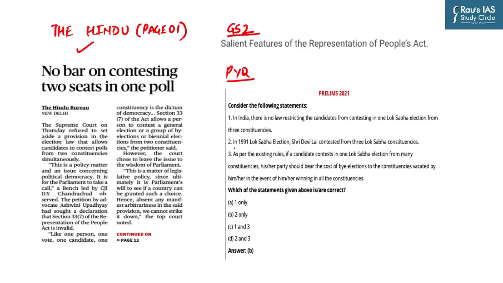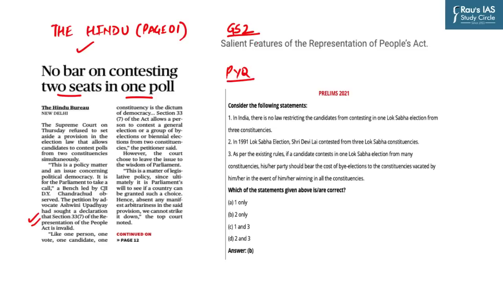Now, the Supreme Court has said that there is no bar on contesting 2 seats in one poll. The Supreme Court has refused to set aside the provision, that is the Representation of People Act 1951, where it particularly talked about section 33, that allows a candidate to contest polls from two constituencies simultaneously.